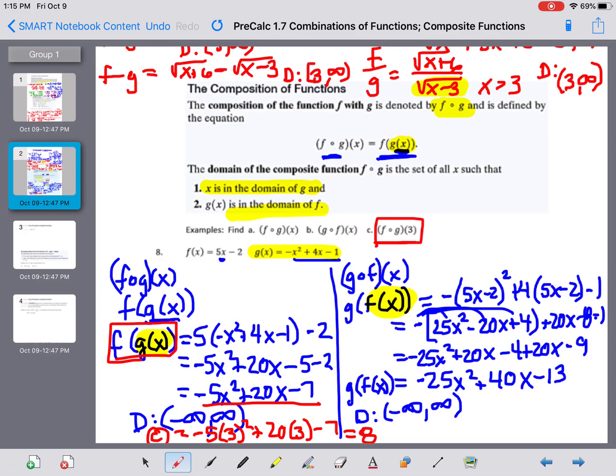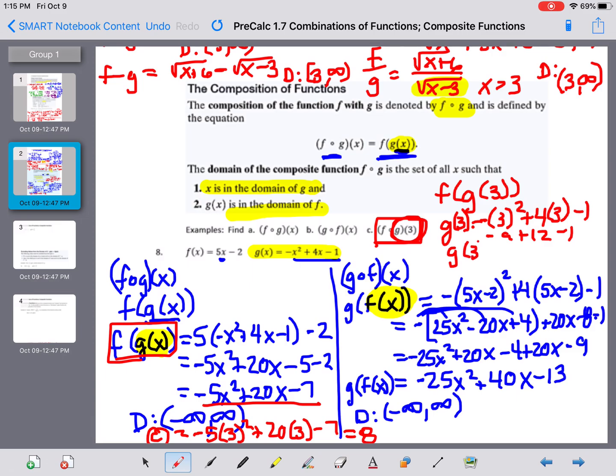Okay. Now, I took the work we already did, and I plugged into that and got the 8. The other option is you plug in your 3 into g. Okay. I'm just going to come up here and do it so you can see this same thing. So I start by plugging 3 into every x of g, so I get negative 3 squared plus 4 times 3 minus 1. Okay, so I'm only doing g of 3 right now to start with. That's negative 9 plus 12 minus 1. So g of 3, I get an answer of 2. So now I can replace all of my g of 3 with the number 2 and get f of 2. And I can do 5 times 2 minus 2, so I get 10 minus 2, which is 8.